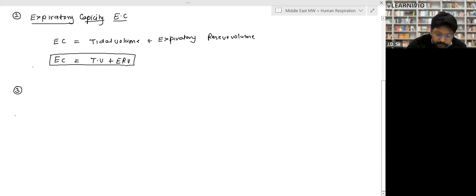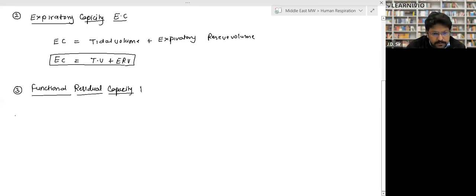Now, what is the functional residual capacity, FRC? Functional residual capacity, that is FRC. Now, what is FRC? Please first note down, then I'll explain.